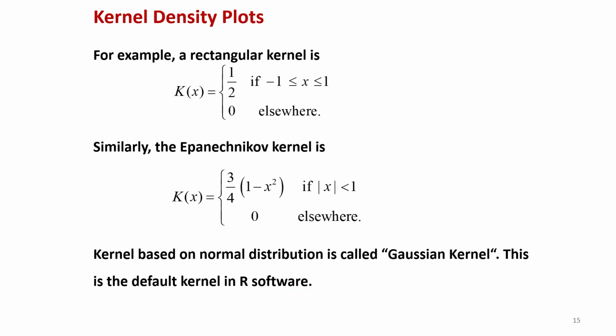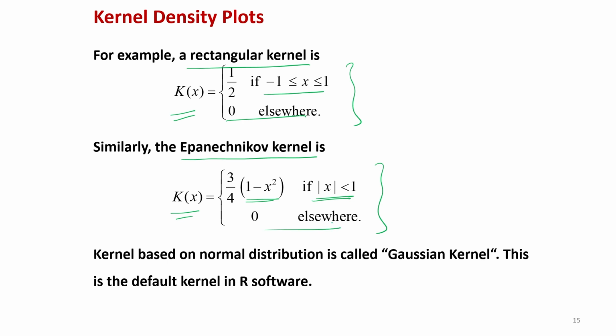Right. So, for example, a rectangular kernel is defined like this: K(x) = 1/2 if x is lying between -1 and 1, and 0 elsewhere. And similarly, there is the Epanechnikov kernel which is defined as K(x) = 3/4 (1 - x squared) if the mod of x is less than 1, and 0 elsewhere. And similarly, there is another choice of kernel which is based on the normal distribution, and this is called the Gaussian kernel, which is actually the default kernel used in the R software.